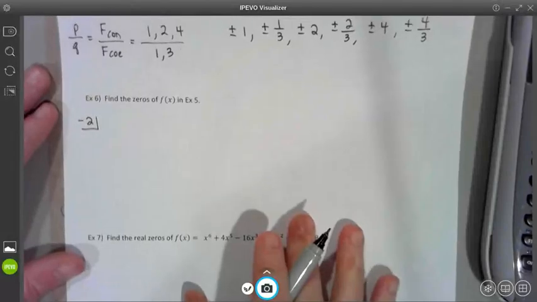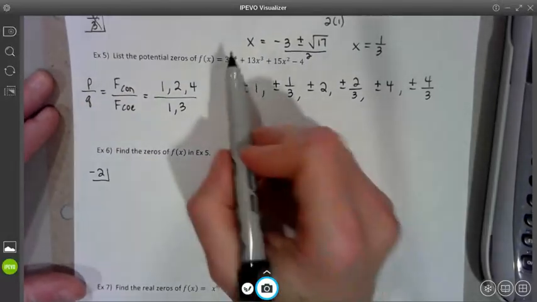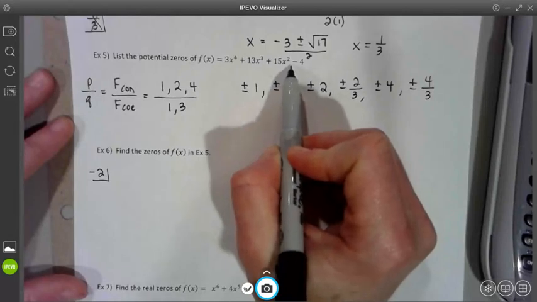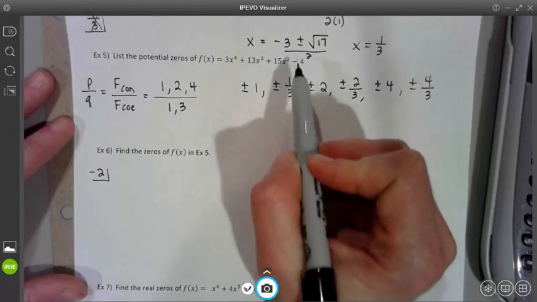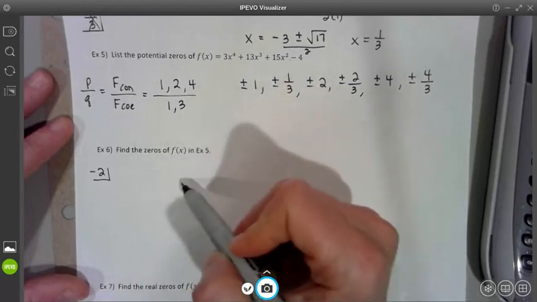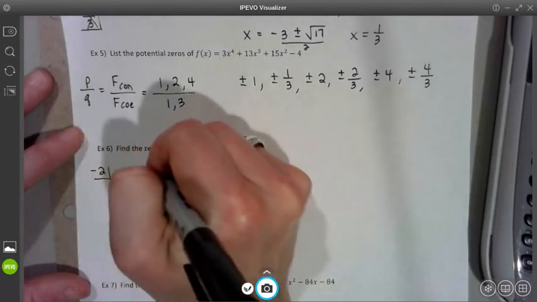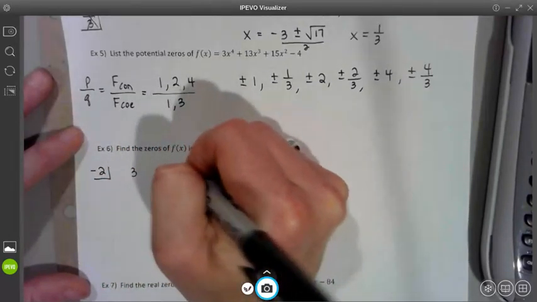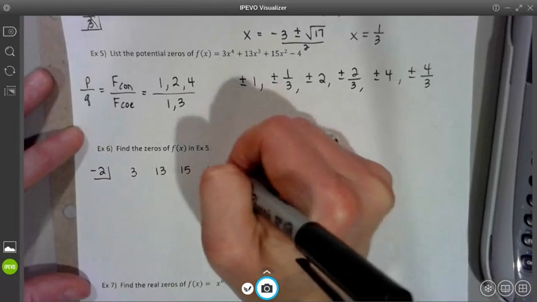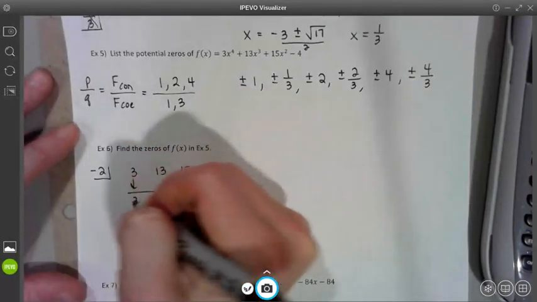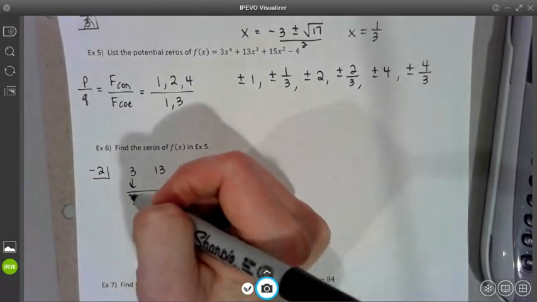All right, let me get my coefficients. I have a degree 4, degree 3, degree 2. I have no x's, so I'm going to have to fill in a 0 as a coefficient for the x's and then -4. So do not forget to fill that 0 in when you're doing your synthetic. All right, so I need 3, 13, 15. Then I got to fill in a 0 and then a -4. All right, let's bring down the 3 and let's hope for a remainder of 0.